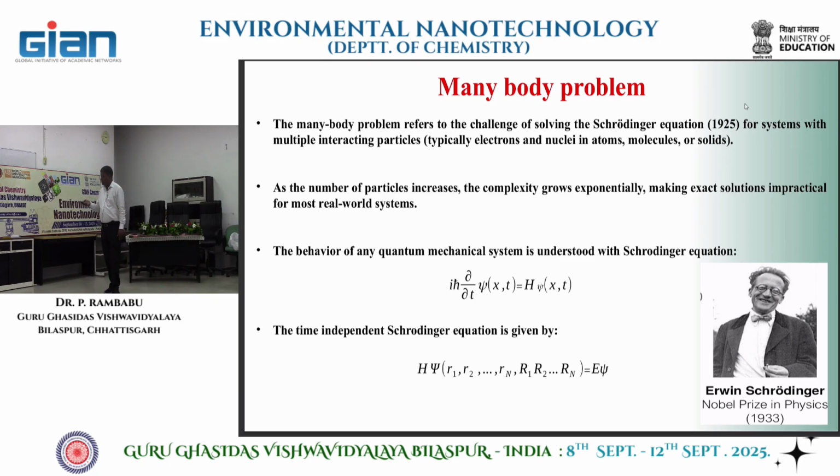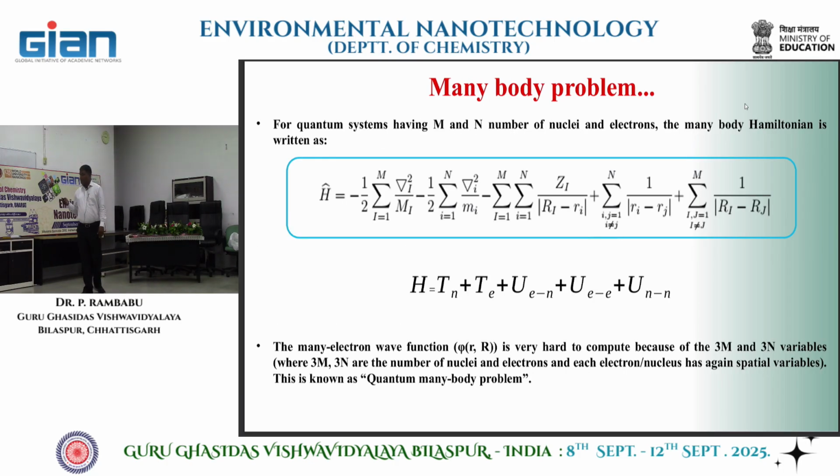So if you go to the many body problem, suppose I am talking about a one electron system. What is a one electron system? In hydrogen, how many electrons are there? One electron. So for one electron, when you try to solve the hydrogen atom, we have solved it by hand also in graduation. Hydrogen atom means it has only one electron. So for one electron, how many variables are we getting?